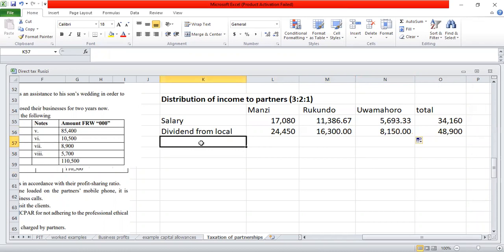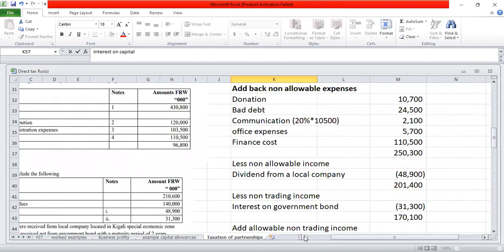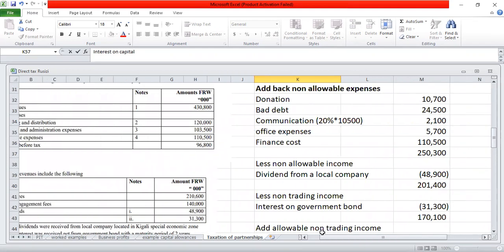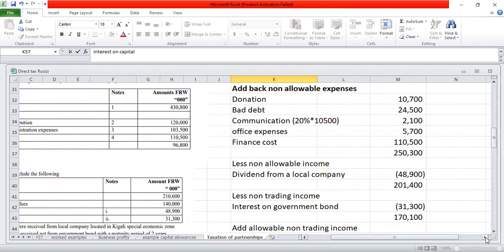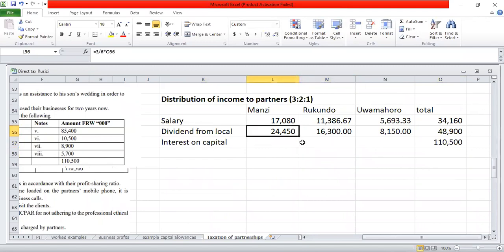Another one is interest on capital, which is our finance cost. They said the finance cost is 110,500. So we are distributing it the same way: 1 over 6, 2 over 6, 3 over 6, and then 1 over 6.